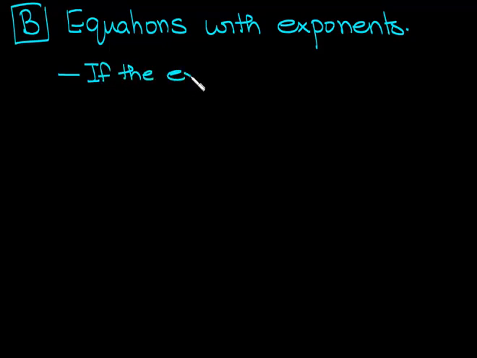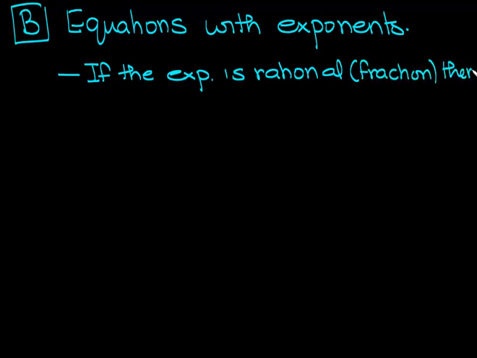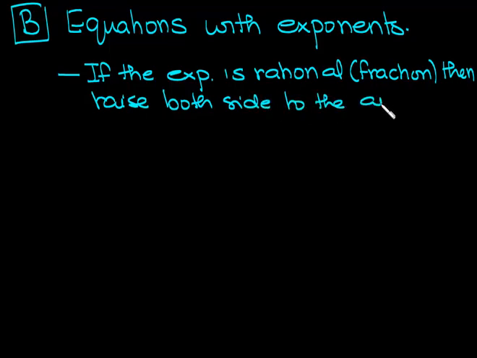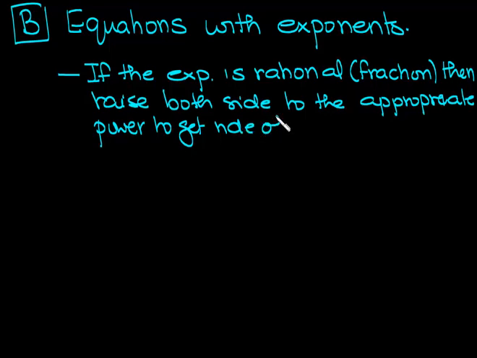If the exponent is rational, and rational means fraction, then raise both sides to the appropriate power to get rid of the rational exponent. Okay, so that's the first thing we do.